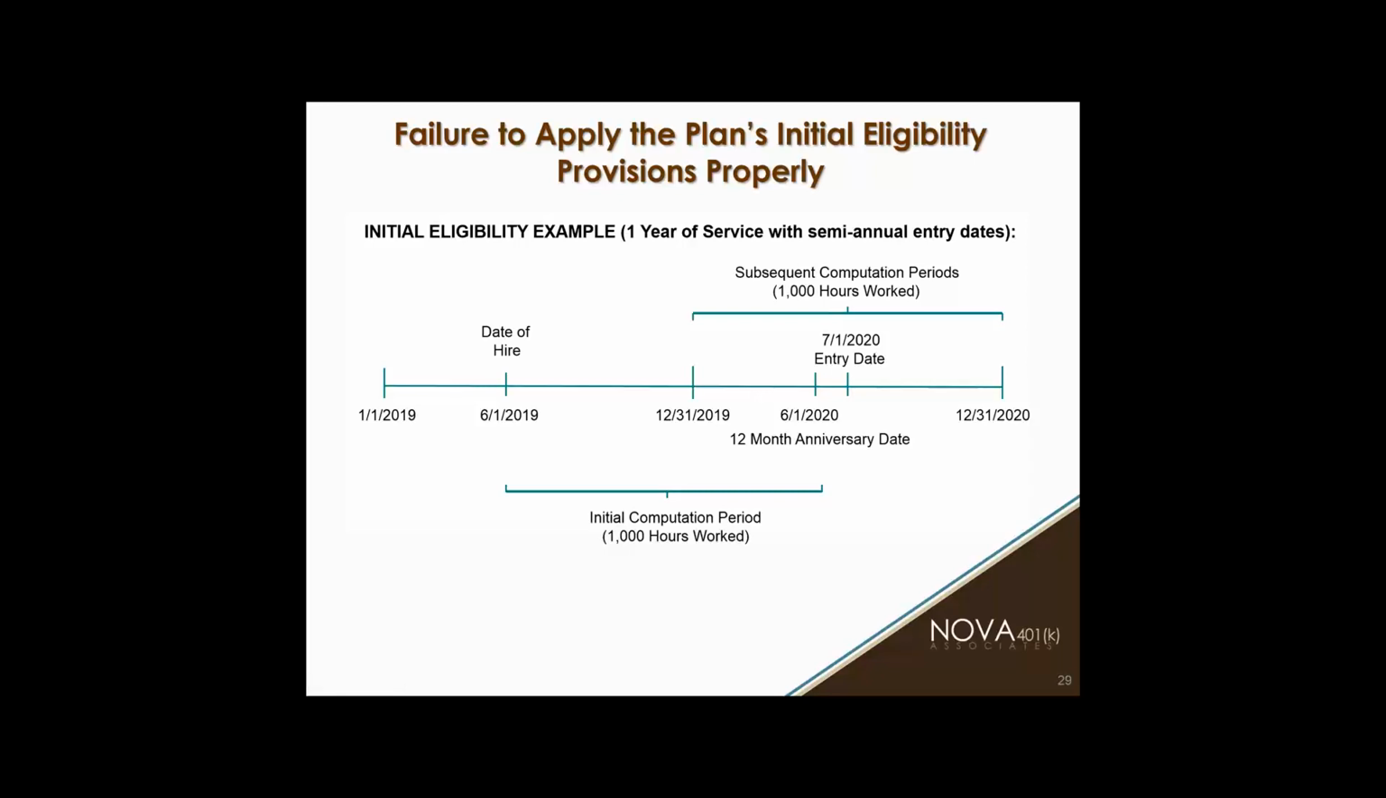They didn't make it at the beginning. So now to see if they become eligible in some future period, I look at the calendar year. I don't look at this period that crosses calendar years.